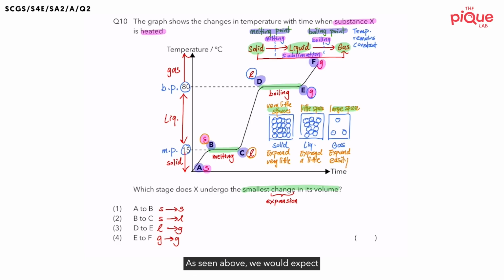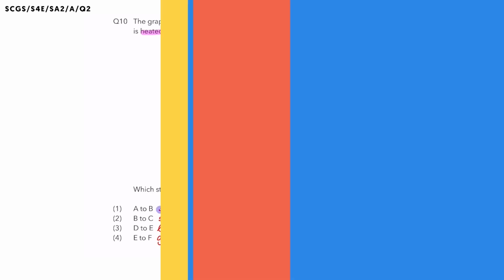As can be seen, we would expect substance X to expand the least in the solid state, which means it will undergo the smallest change in volume if it remains in the solid state. Therefore, answer is option 1.